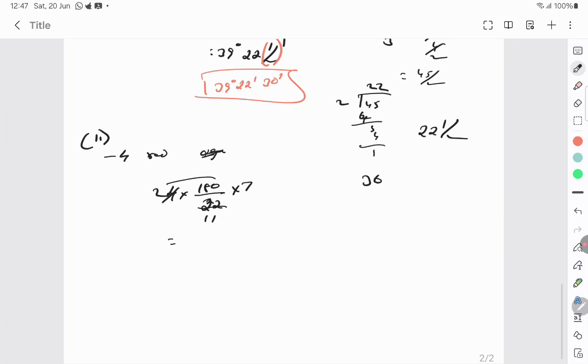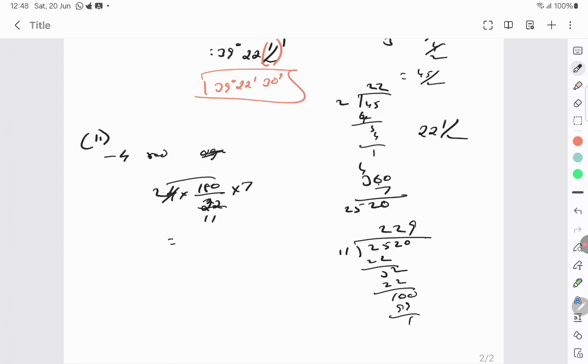This is 360 into 7. So 7 0s are 0, 7 5s are 35, 7 3s are 21, 2520. 2520 divided by 11: 11 2s are 22, 3 remainder. Again 11 2s are 22 and 9 remainder. Is it correct? 11 9s are 99, so remainder is 1. So it's 229 1 by 11 degree.